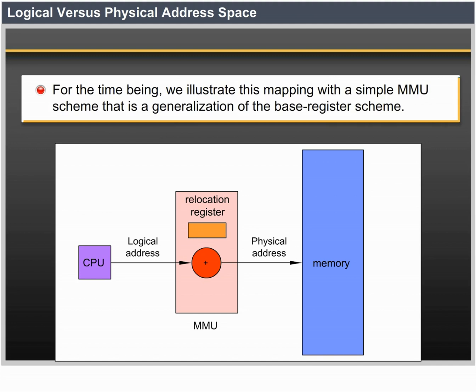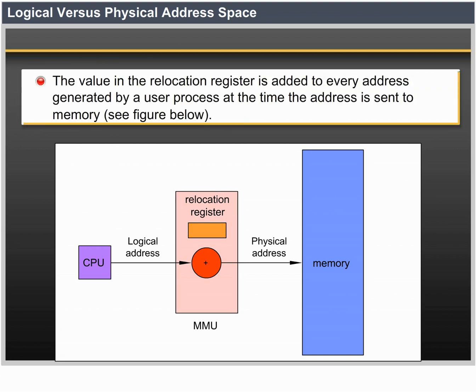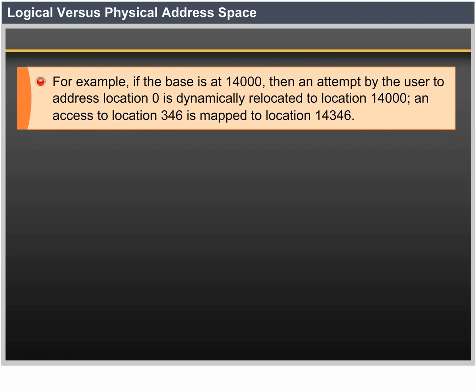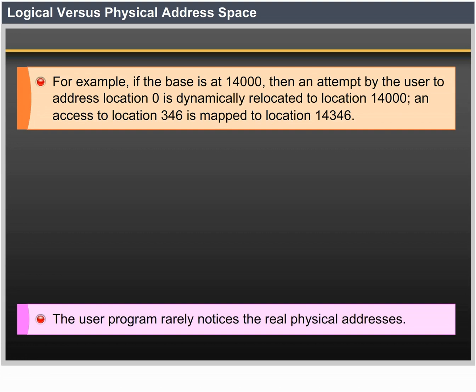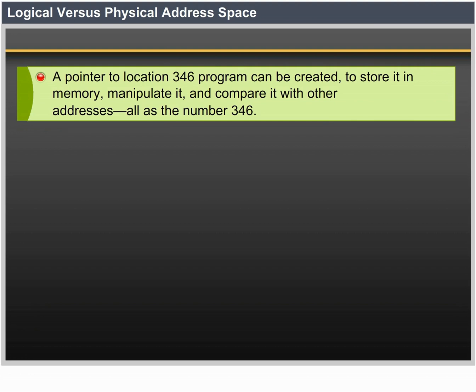The value in the relocation register is added to every address generated by a user process at the time the address is sent to the memory. See figure below. For example, if the base is at 14,000, that is 14000, then an attempt by the user to address location 0 is dynamically relocated to location 14000. And access to location 346 is mapped to location 14346. The user program never sees the real physical addresses. The program can create a pointer to location 346, store it in memory, manipulate it, and compare it with other addresses, all as the number 346.